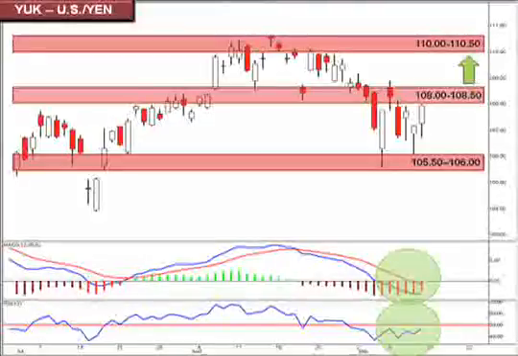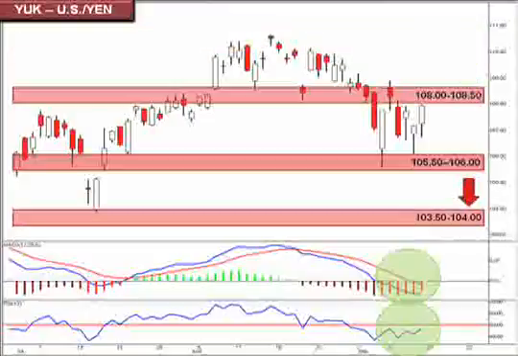If there's a break above that 108 to 108.5 focal zone, we're targeting the 110 to 110.5 as the next logical area of resistance. Should we actually play back down to that 105.5 to 106 focal zone and break through, that leaves a window open for a continuation to the downside where the 103.5 to 104 would be our next logical focal zone.